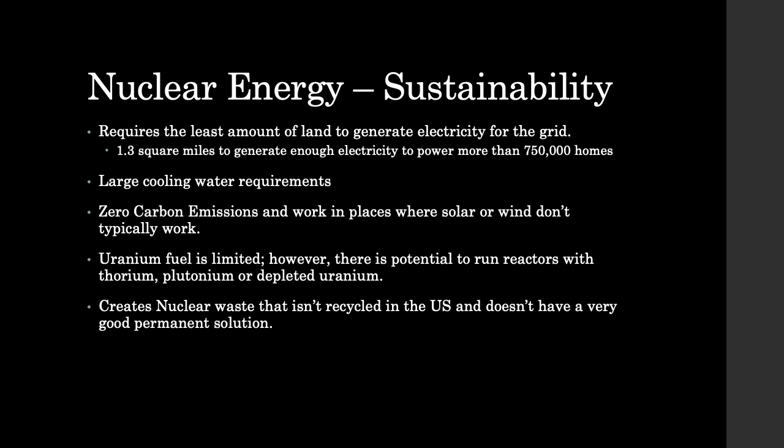There are zero carbon emissions from nuclear energy, and they work in places where solar, wind, and hydro don't typically work. Uranium fuel is limited. However, there is potential to run reactors with thorium or plutonium or depleted uranium. Nuclear does also create waste that isn't recycled in the U.S. and doesn't have a good permanent storage solution. So that is another thing to consider for sustainability.